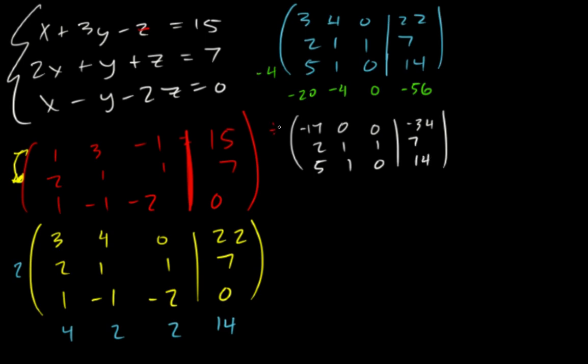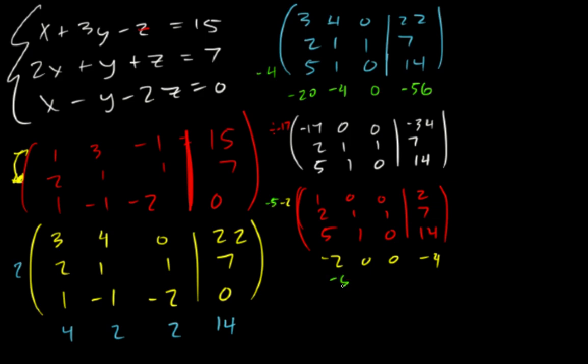Alright, we're going to divide by -17 because we have two zeros. That's going to give us 1, 0, 0, 2. Everything else is the same. Okay, what we're going to do is use the 1 in the top row to make zeros below it. So we're going to do a -2 multiple. And then we're also going to do a -5 multiple.